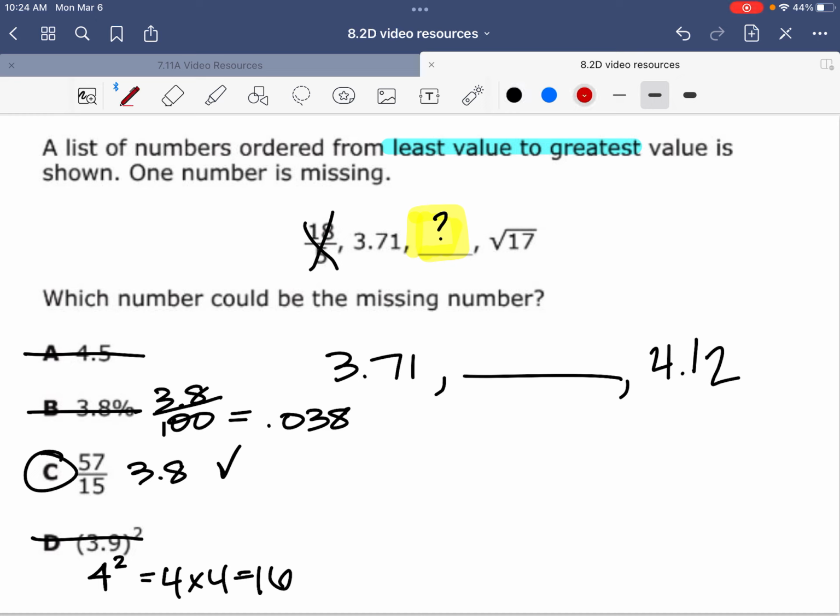So the value of 57 over 15 falls in between 3.71 and the square root of 17, which we approximated to 4.12. All right. Thank you very much.